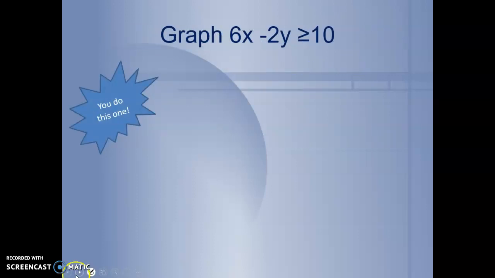All right, let's try this one. See if you can work along here. The first thing we want to do is get y by itself. To do that, we subtract 6x from both sides, and we get negative 2y is greater than or equal to negative 6x plus 10. We then have to divide everything by negative 2, and because we're dividing by a negative, we are going to also switch the sign here. We end up with y is less than or equal to 3x minus 5.